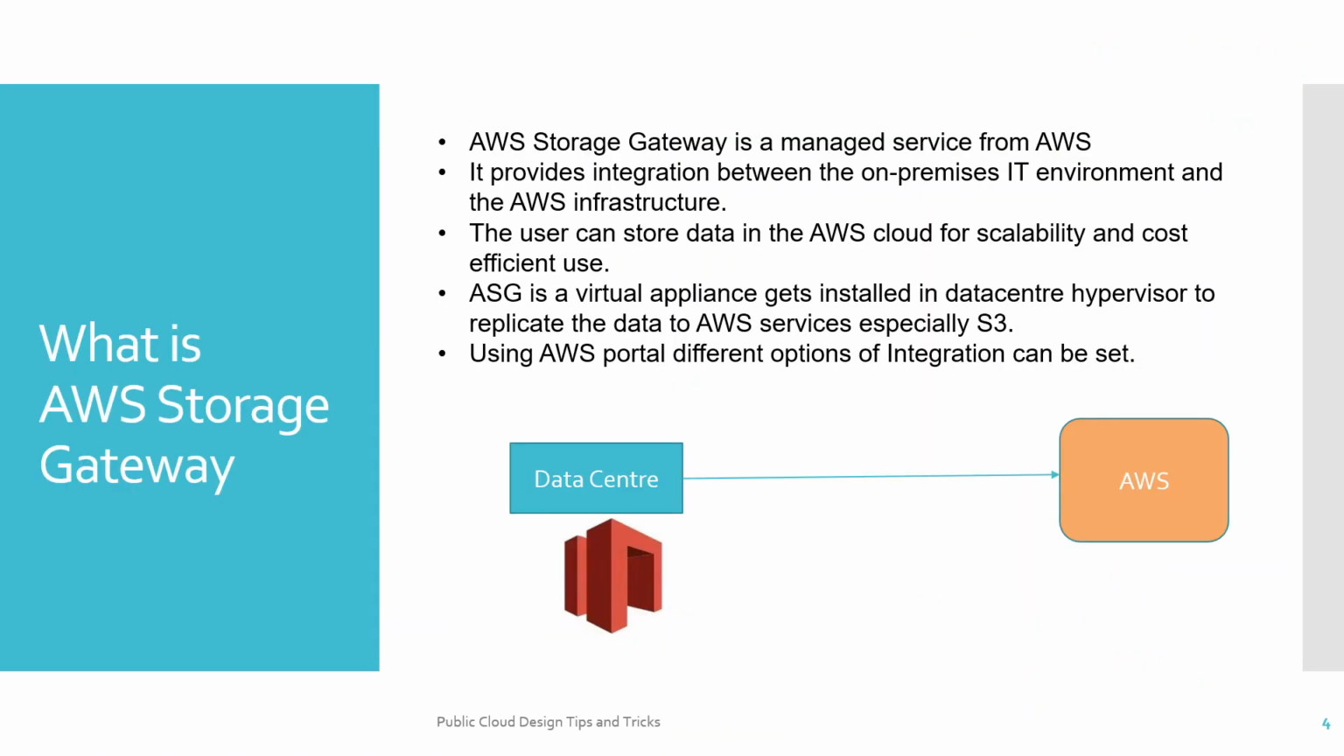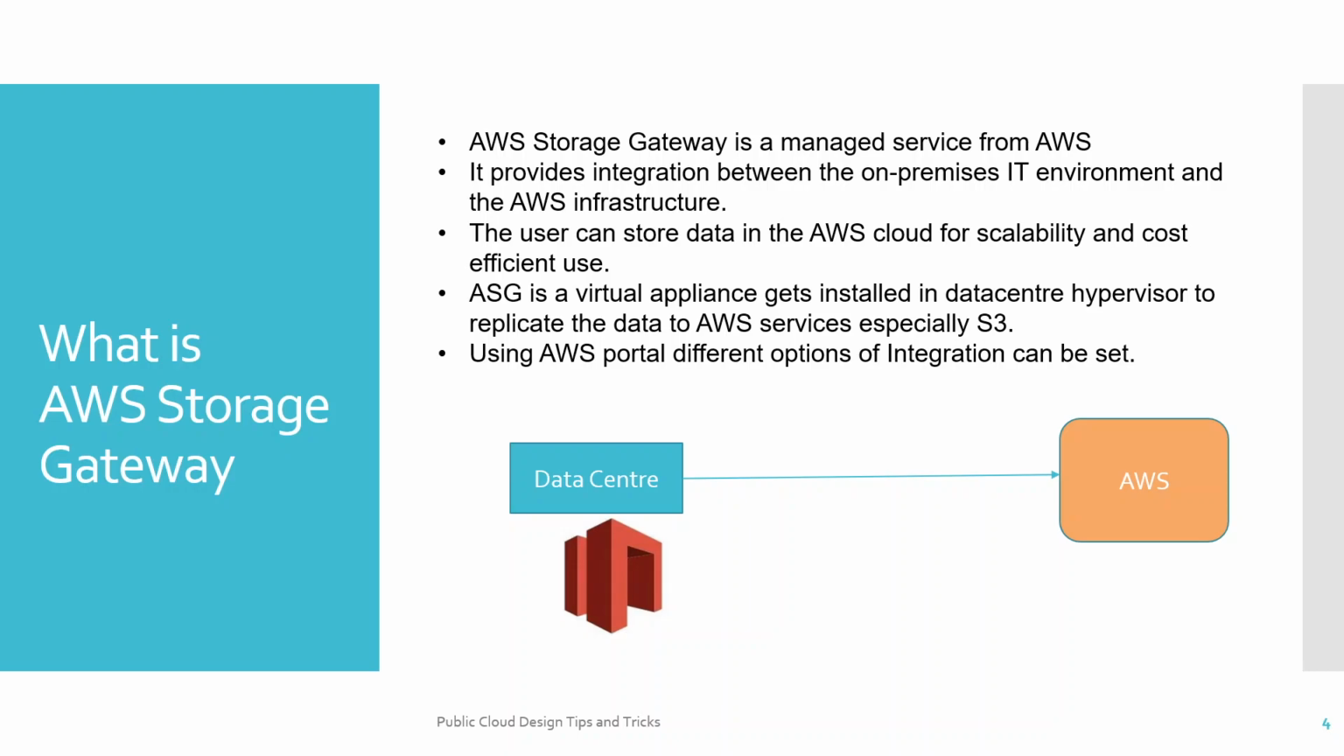Now, what is AWS Storage Gateway? It is basically a hybrid service, which is managed by AWS, and it provides an integration between on-prem IT environment or IT systems with AWS infrastructure or AWS services. Now, why do users store data in AWS services? Because of scalability and cost effectiveness.